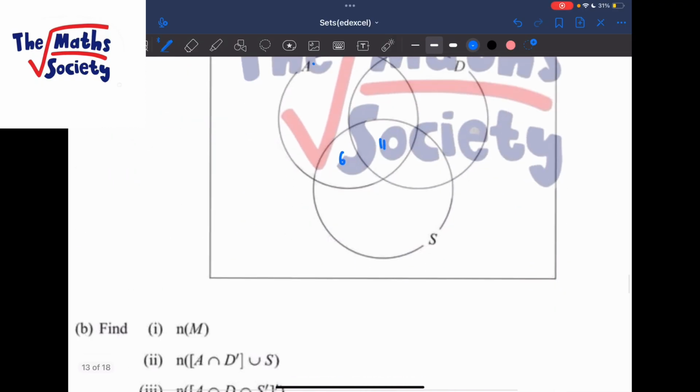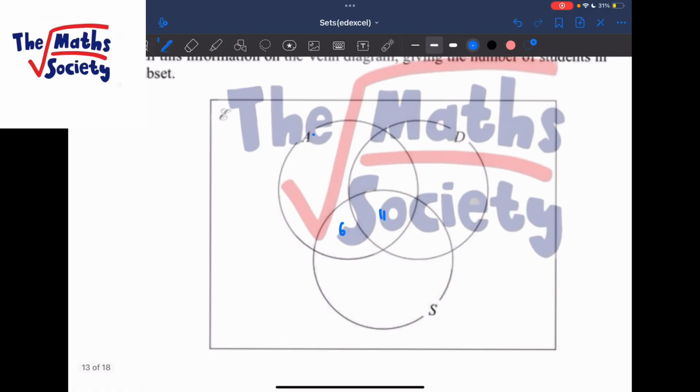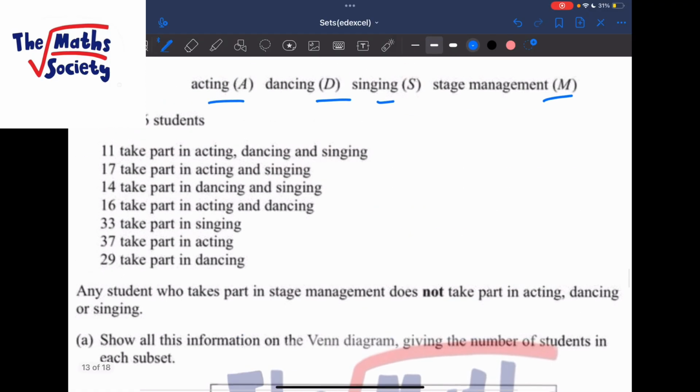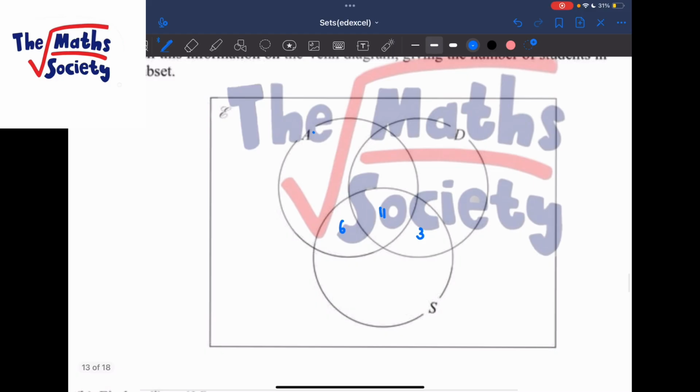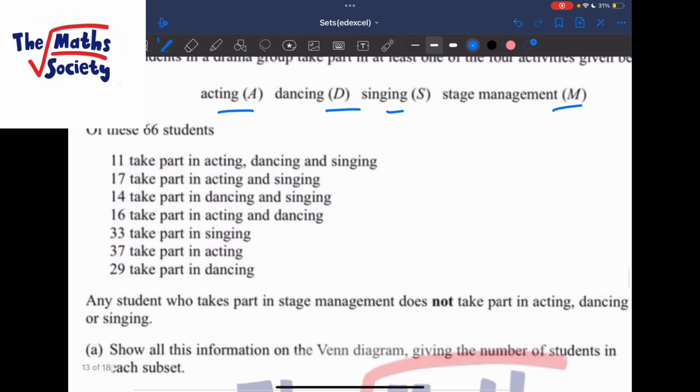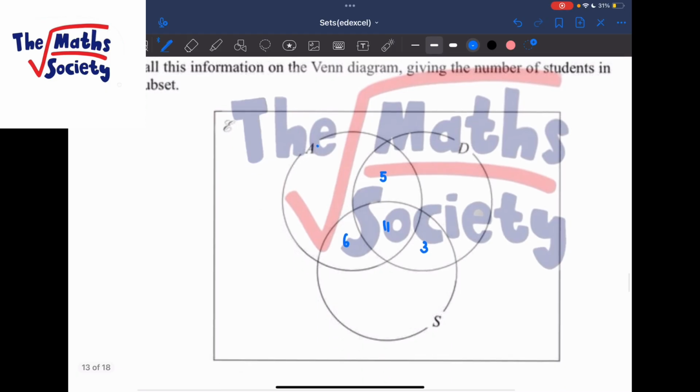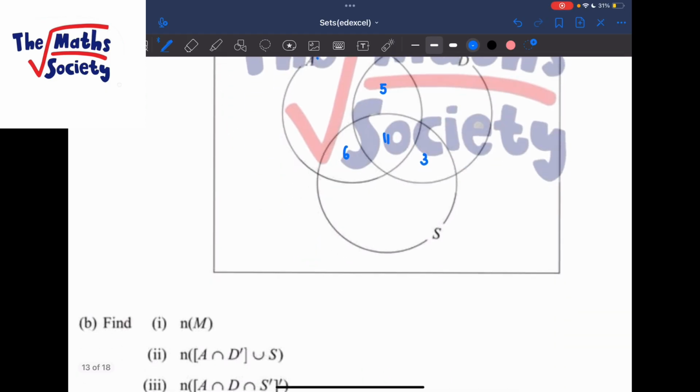14 take part in dancing and singing. Dancing and singing 14 minus 11, 3. And it says 16 take part in acting and dancing. Acting and dancing 16, so that's going to end up with 5. You minus 11. 33 take part in singing. So 33 is singing. You can just minus 33 minus 6, 11 and 3.